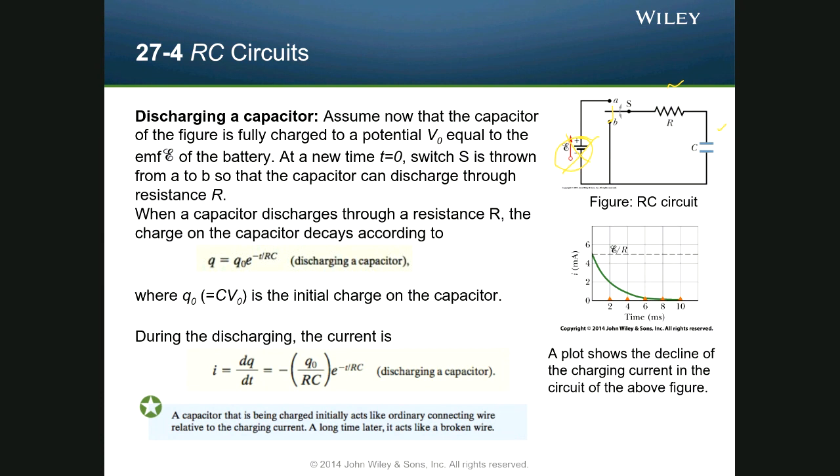So a capacitor that is being charged initially acts like an ordinary connecting wire relative to the charge current. A long time later, it'll act like a broken wire. So basically, the circuit goes from closed to open, and electricity can't flow through open circuits.